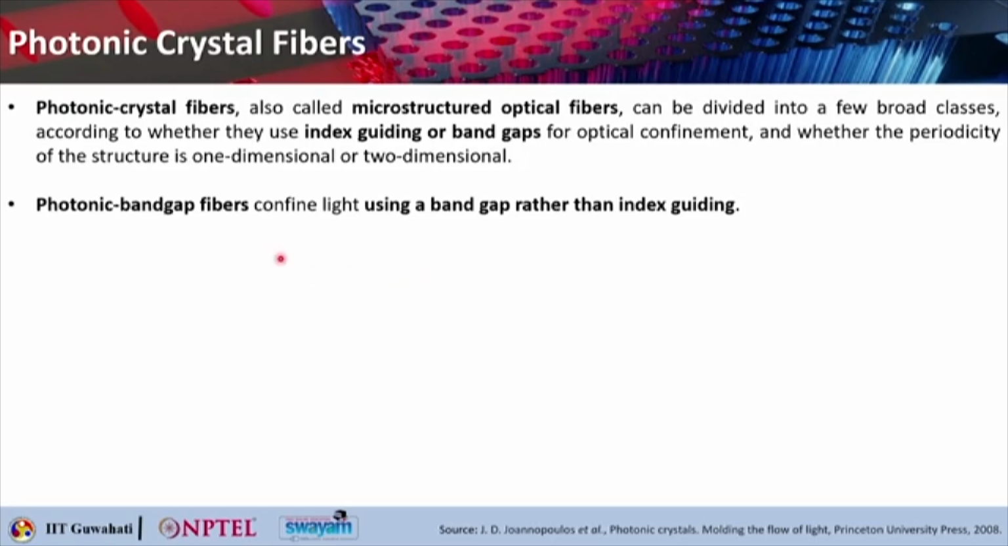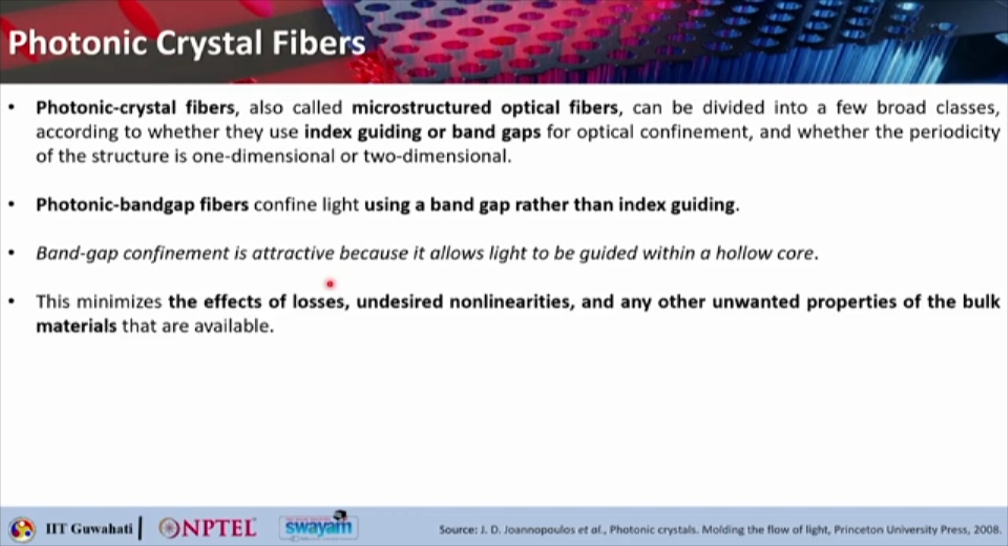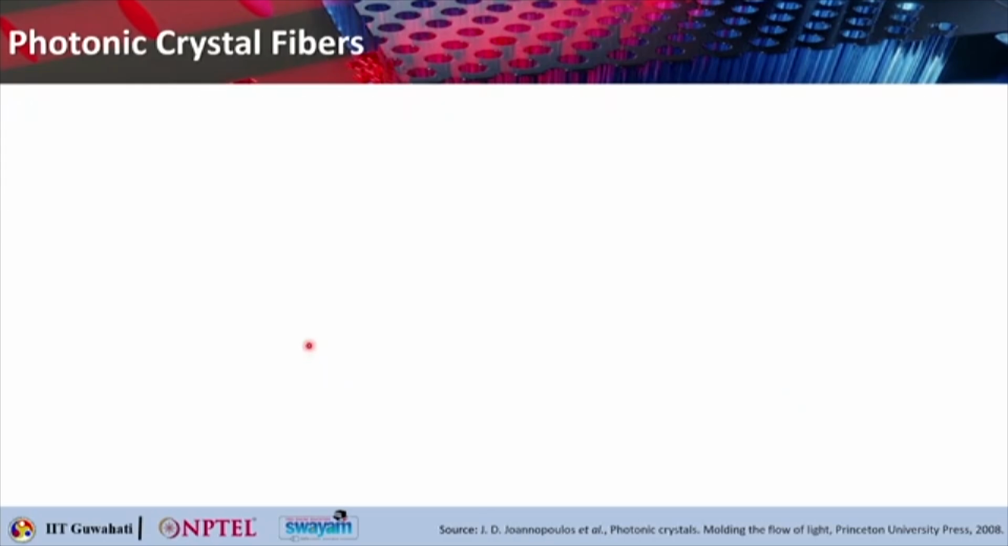So photonic bandgap fibers basically confine light using the bandgap mechanism, rather than index guiding. Bandgap confinement is attractive because it allows light to be guided within a hollow core. When there is no material, there is no loss, so you can really transmit without any loss of signal, and there are no undesired nonlinear effects coming in. All those things are possible with a hollow core fiber.